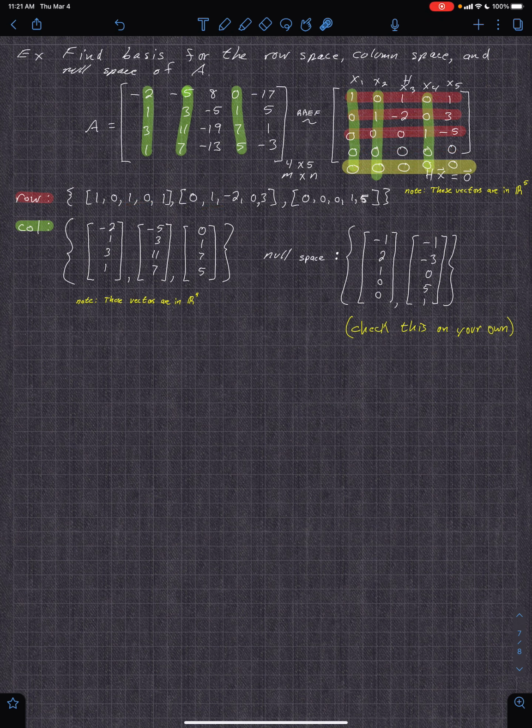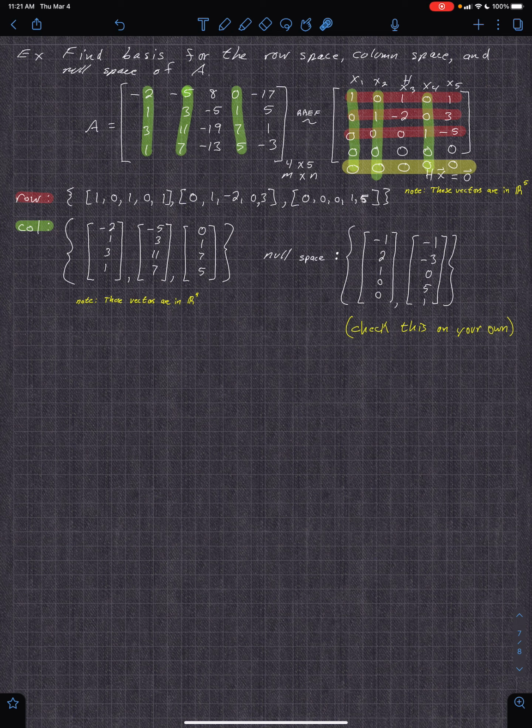Okay, and notice I put a little note here. These vectors are in R5. So the number of elements in the space does not have to do with the Rn or M. So this has 1, 2, 3, 4, 5 elements in each vector. This one, the rows have 1, 2, 3, 4. So that doesn't change. It's the number of elements in the basis that has to be the same.